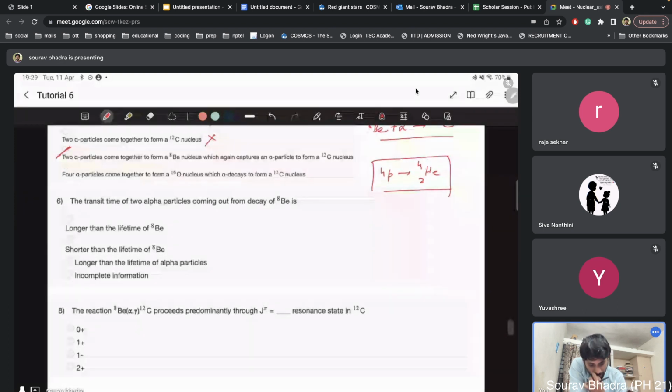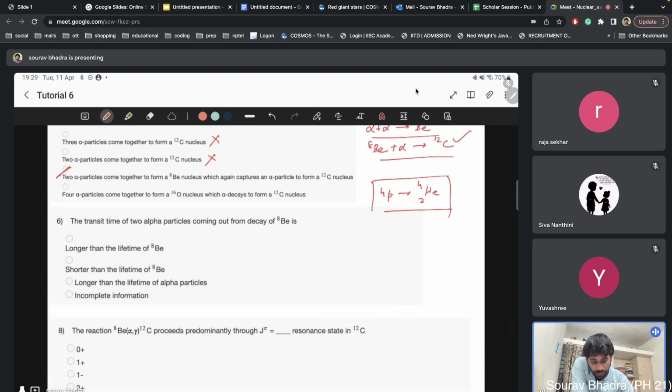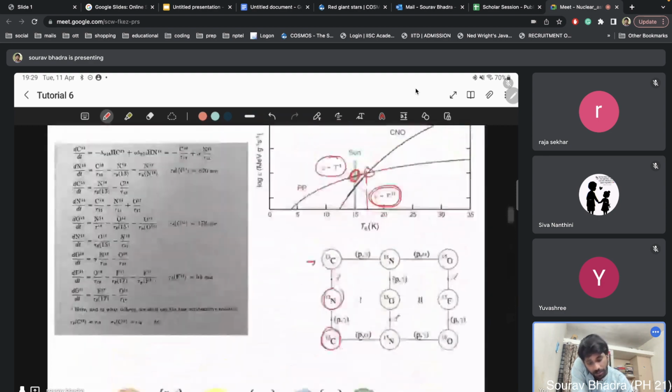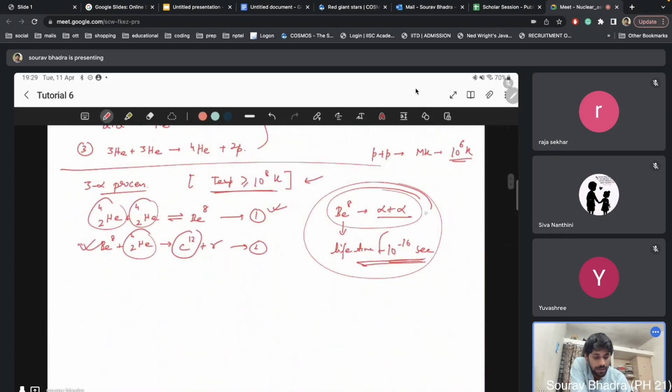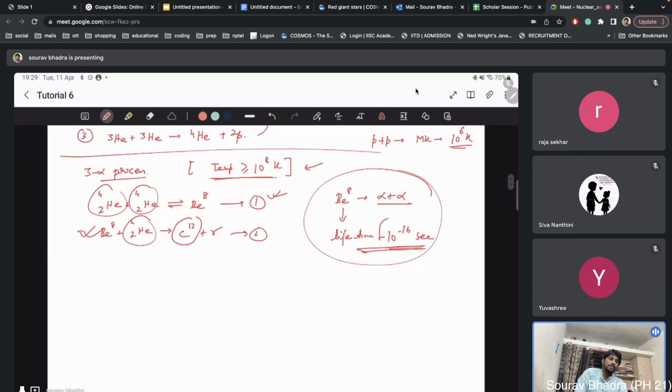Now, the transit time of two alpha particles coming out of the decay of 8Be. This thing I have not mentioned, so let us go to the creation of beryllium. This was the creation of beryllium, and I told you that the decay time of beryllium is 10 to the power minus 16 second. I have not calculated it, but the transit time of the alpha plus alpha is actually 10 to the power minus 19 second.